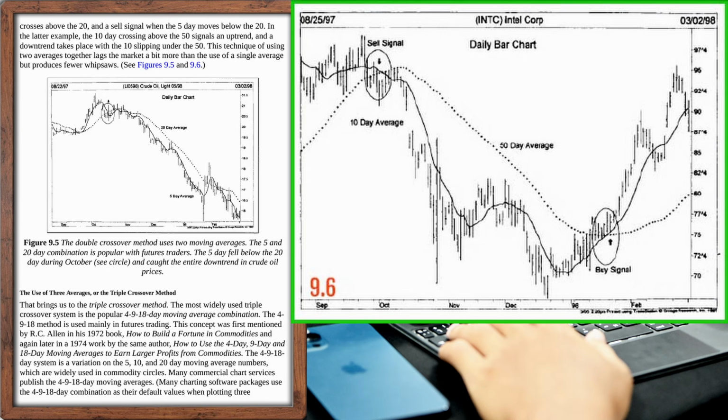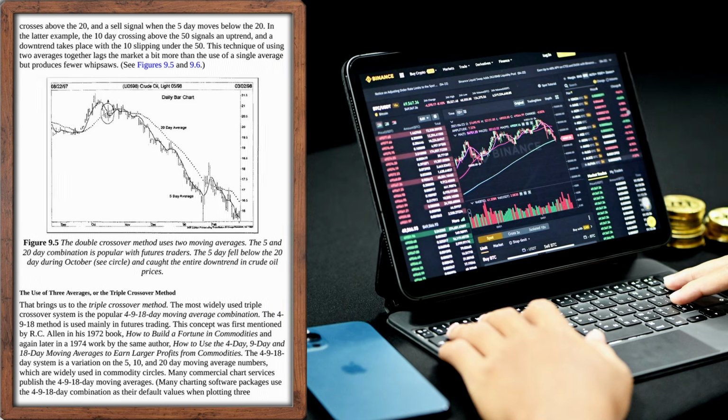The 4-9-18-day system is a variation on the 5, 10, and 20-day moving average numbers, which are widely used in commodity circles. Many commercial chart services publish the 4-9-18-day moving averages. Many charting software packages use the 4-9-18-day combination as their default values when plotting three averages.